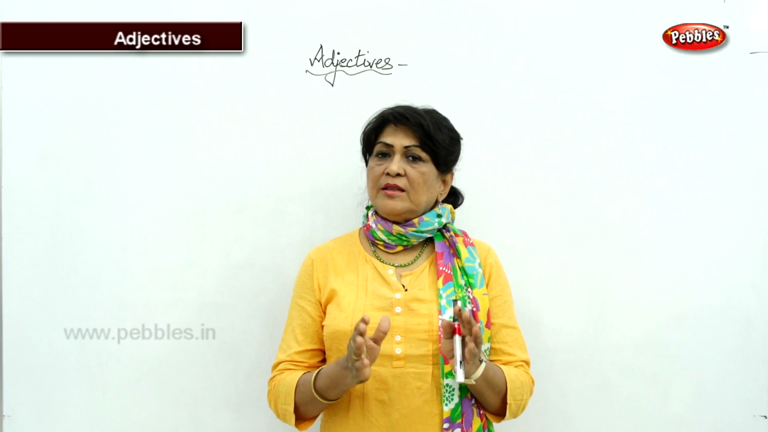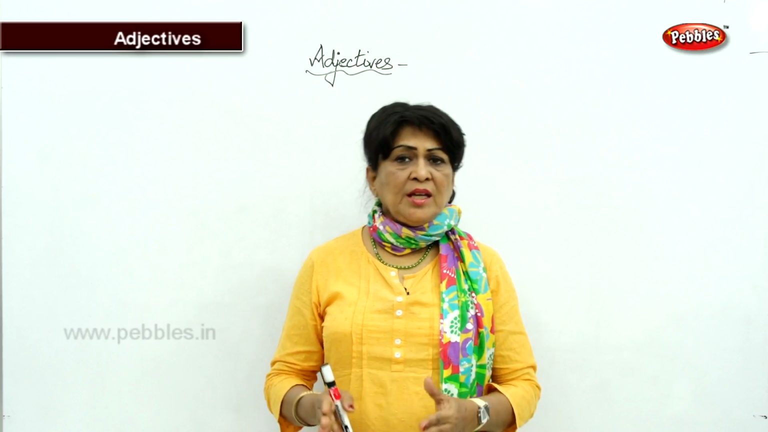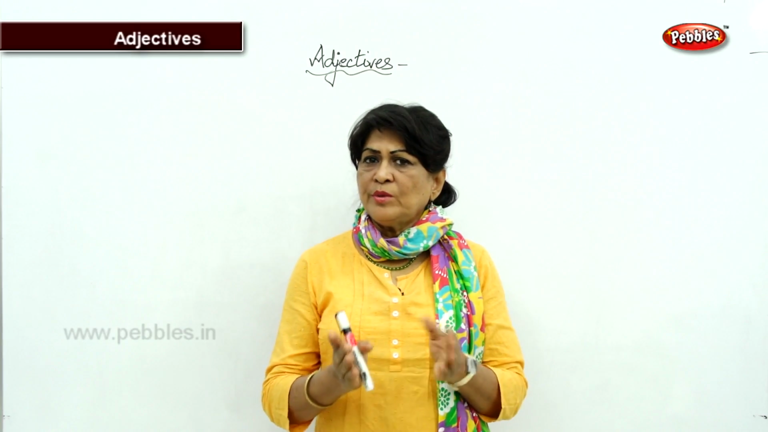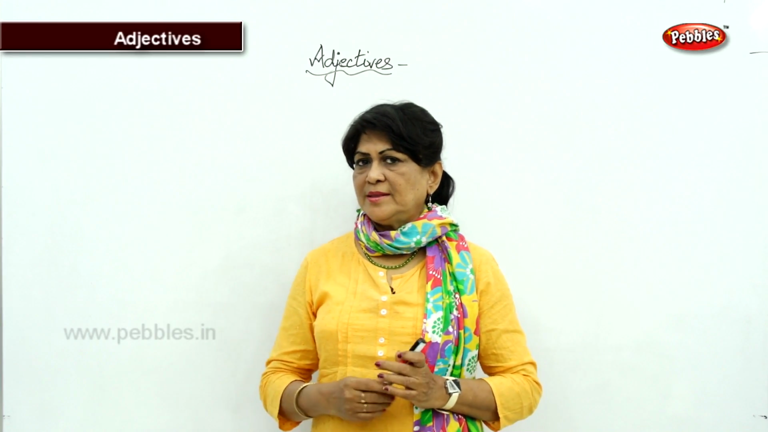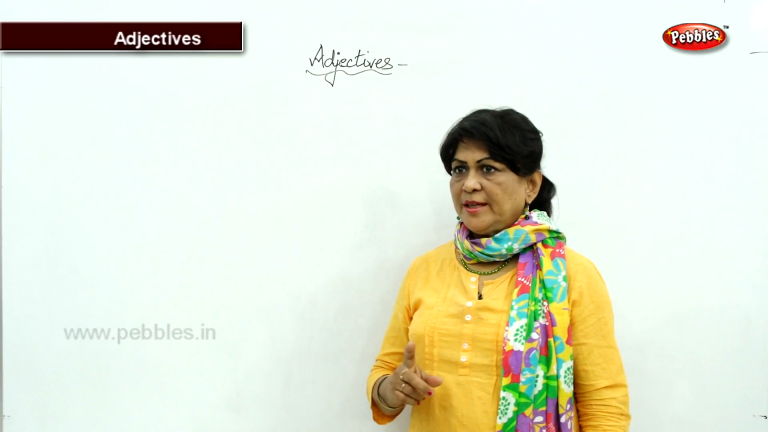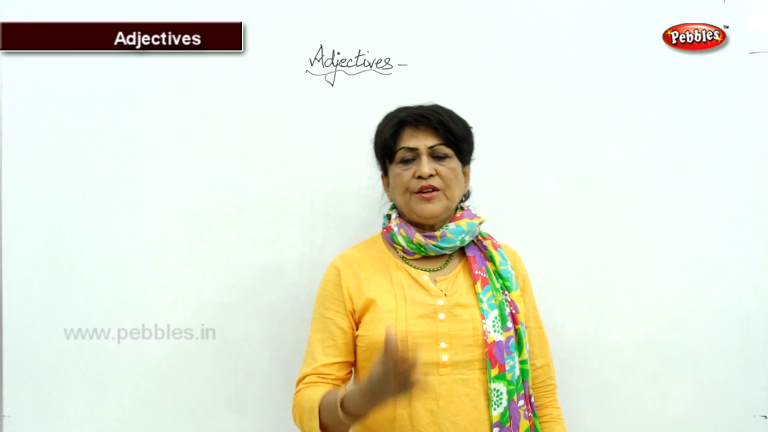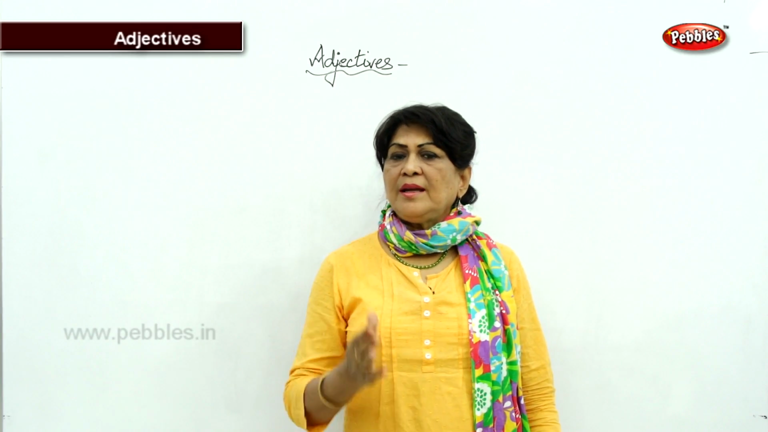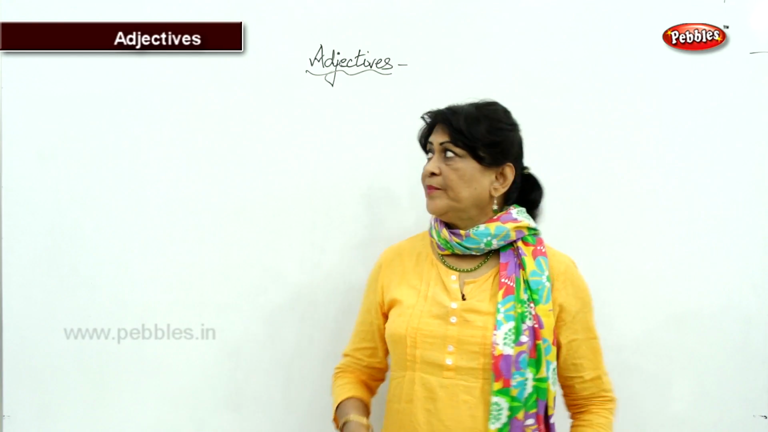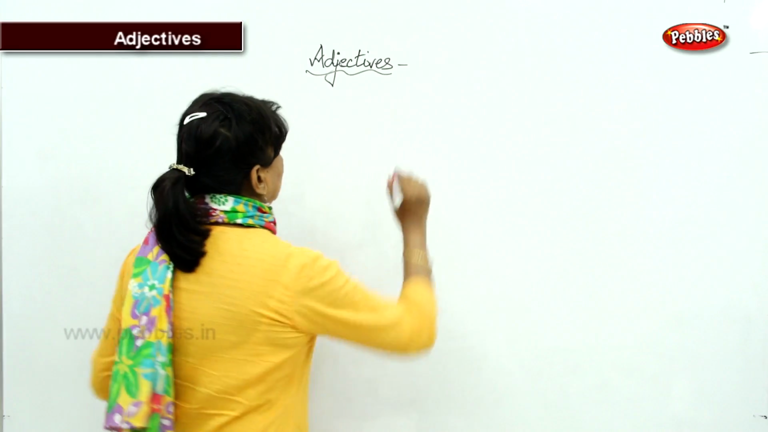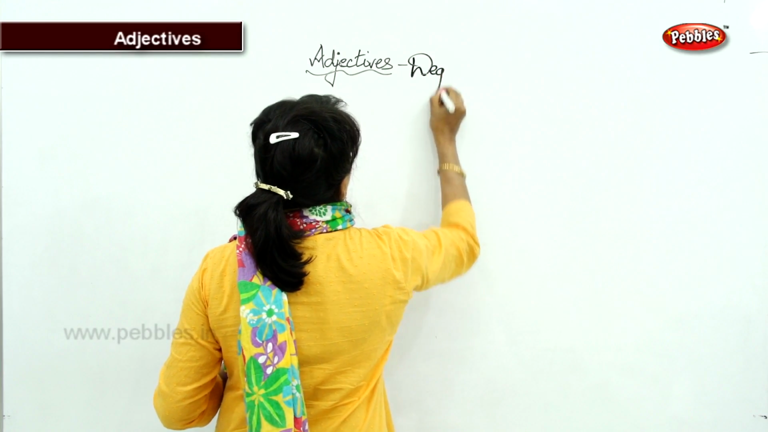Now we are going to see the 3 different forms of adjectives. Adjectives change in their forms according to 3 different kinds, and they are called the degrees of comparison. Okay, I repeat again, adjectives can change their forms in 3 different ways, and these 3 different ways are called the degrees of comparison. Okay, now we are just going to see adjective degrees of comparison.